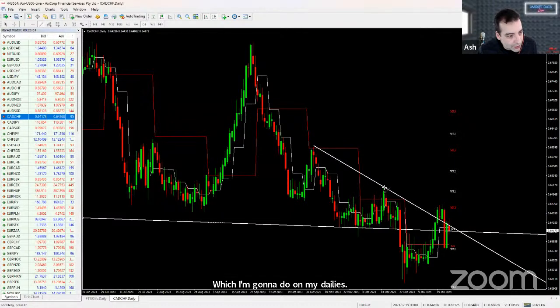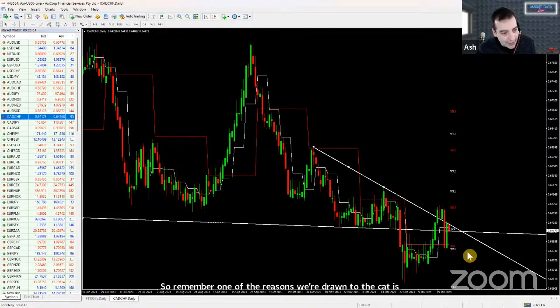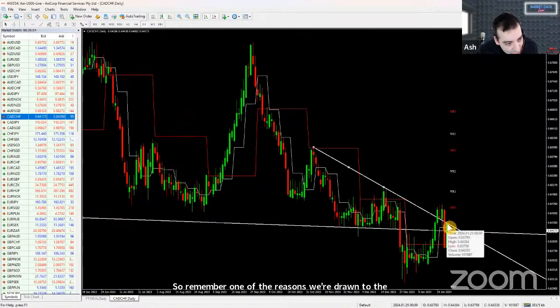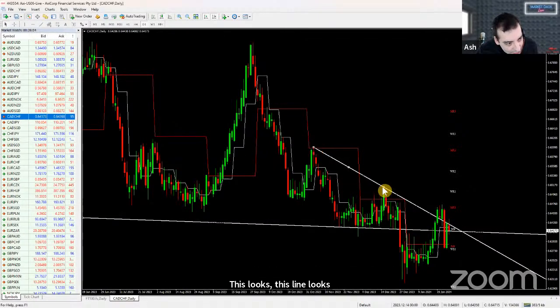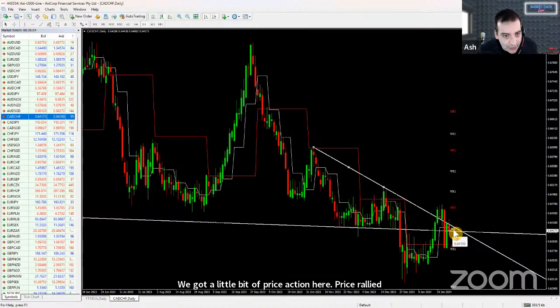So remember, one of the reasons we're drawn to the CAD is that COT data. Now look at that on the daily. This line looks correct. We've got a touch here. We've got a touch here. We've got a little bit of price action here. Price rallied to that point and rejected that point.